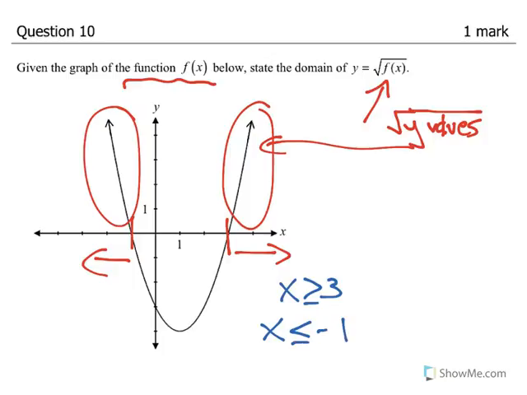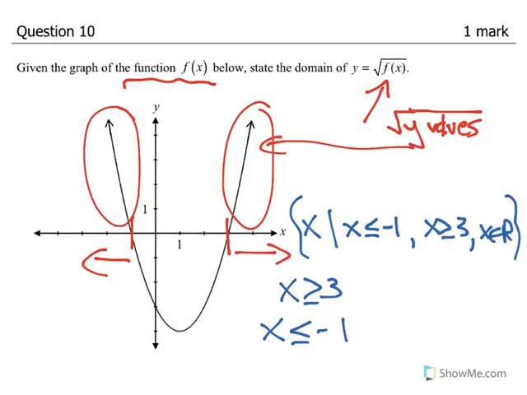It doesn't tell us what format to use, but I will use interval notation. Actually, no, let's use domain notation here. So x such that x is less than or equal to -1, comma, x is greater than or equal to 3, comma, x is an element of the real. So a tricky question, but whenever there's a square root, we're only paying attention to the values that would be positive underneath, because we can't take the square root of a negative.